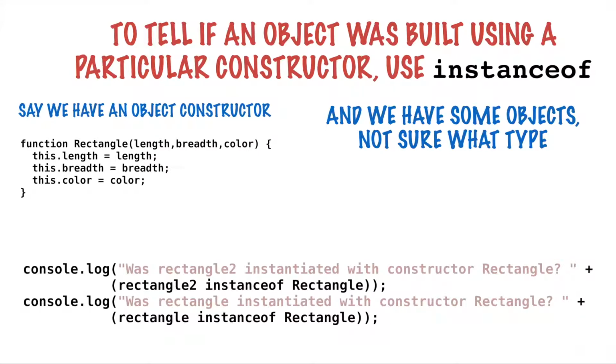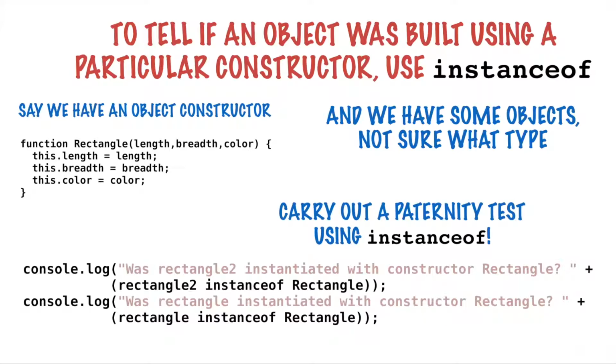Let's say that these objects are represented by the variables rectangle2 and rectangle. Don't be misled by the names. The name rectangle does not mean the object is actually a rectangle. A name is just something you call that object. We want to conduct a paternity test to know whether these two objects, rectangle2 and rectangle, have been constructed using the Rectangle object constructor or not. This paternity test will be carried out using instanceof.